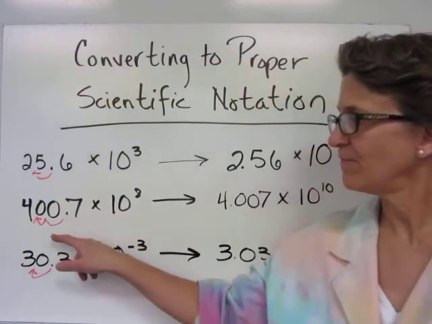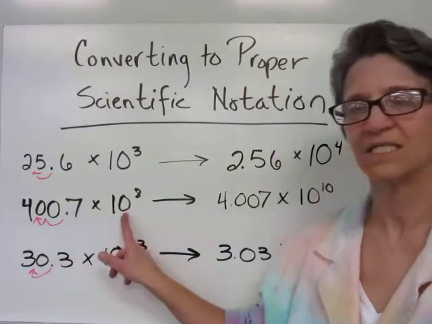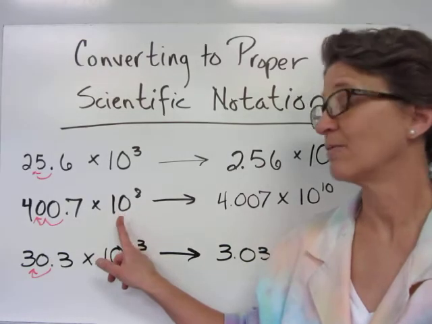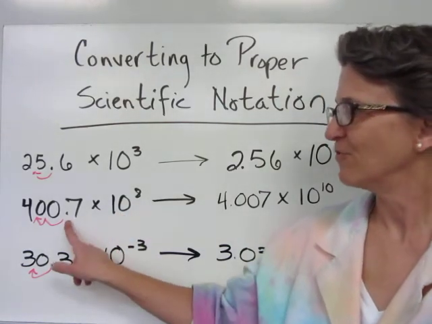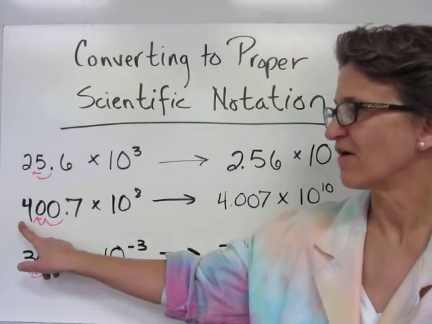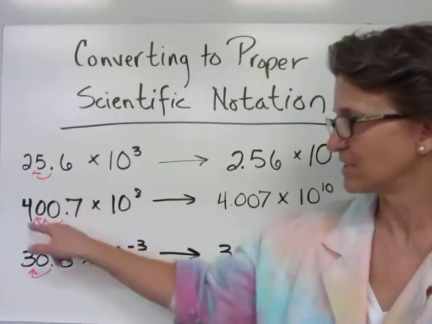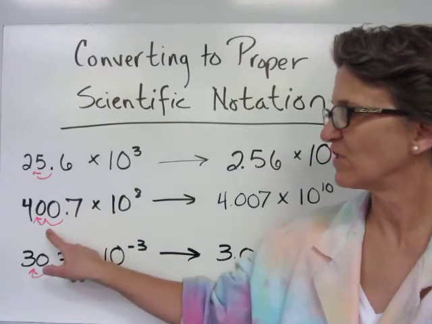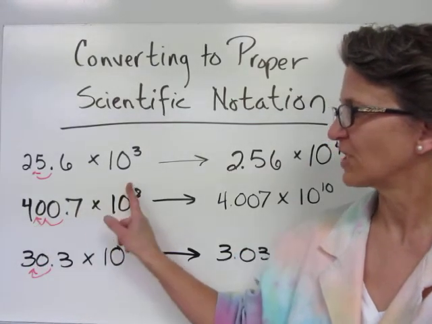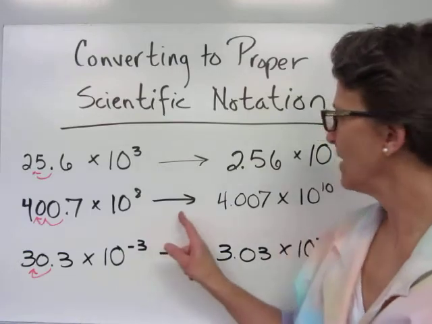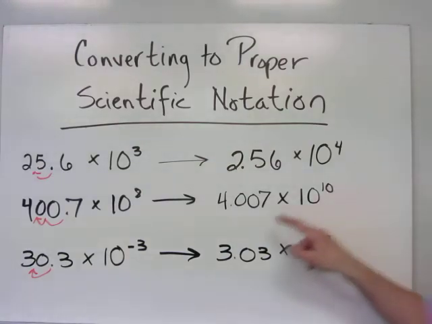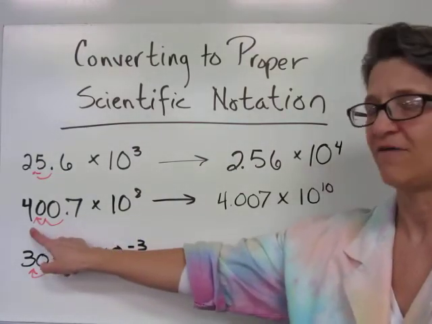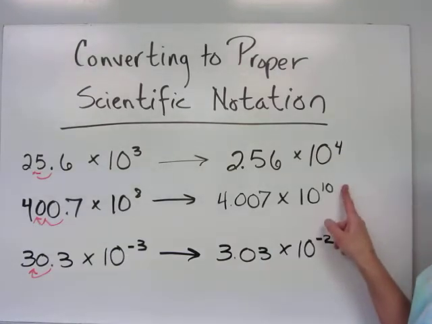My second example, 400.7 times 10 to the eighth. But I want you to be able to change it to proper scientific notation without your calculator. Move your decimal 2 places, so you have 4.007, still 4 sig figs. You've moved it 2 times, so you're going to add 2 to your exponent, and you have 4.007 times 10 to the 10th. You've moved it 2 places to the left. You're going to add 2 to your power of 10.